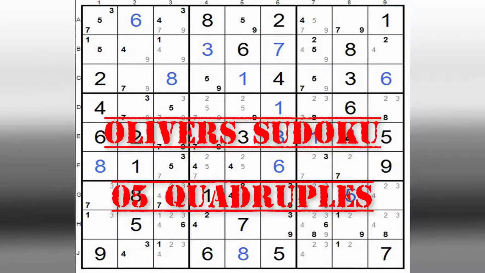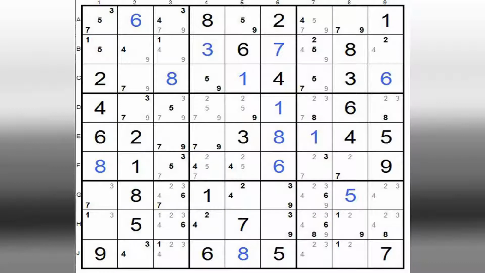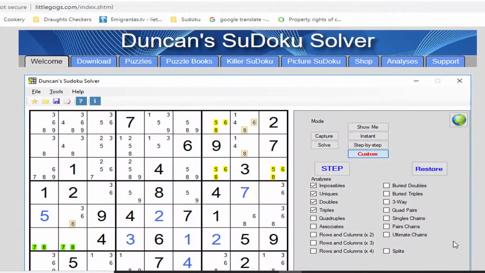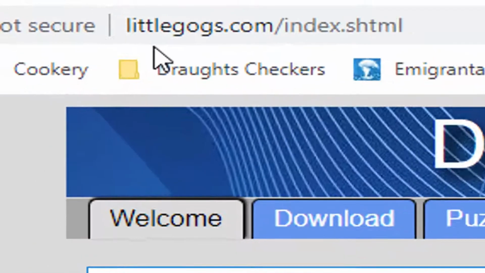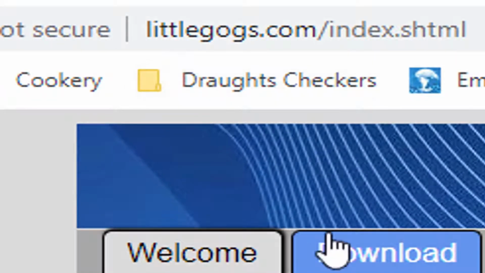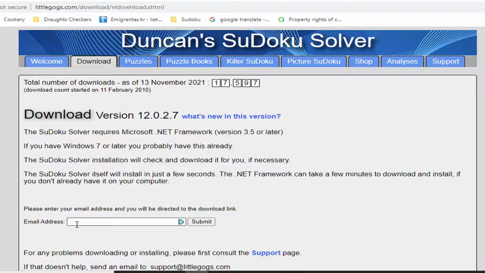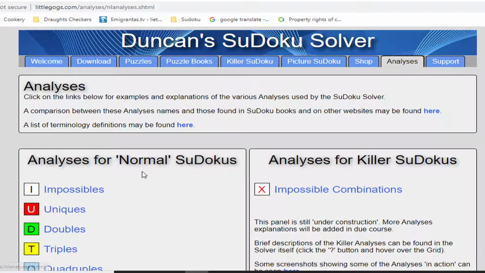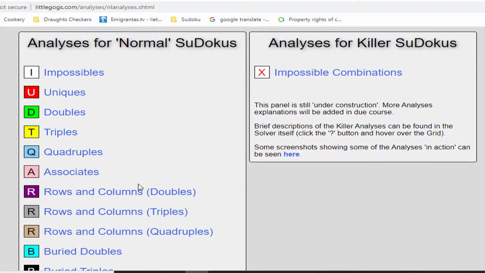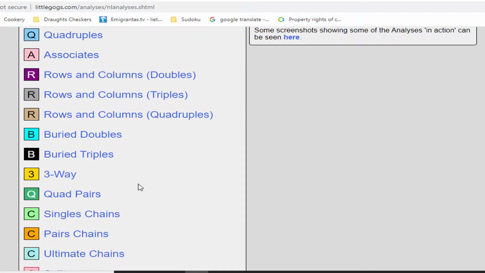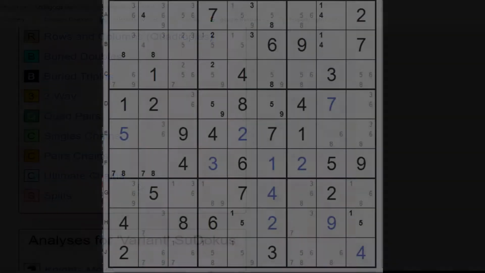What I want to do is a series of videos looking at different ways of analyzing and solving your Sudoku puzzle. I'm using Duncan's Sudoku solver, and this is the website here, littlegogs.com, and you can download the solver here. Just put in your email address there, submit, and you'll get a link. In this series of videos, I'm going to be looking at all of these different ways of analyzing normal Sudokus. That's it. So let's get down to work.